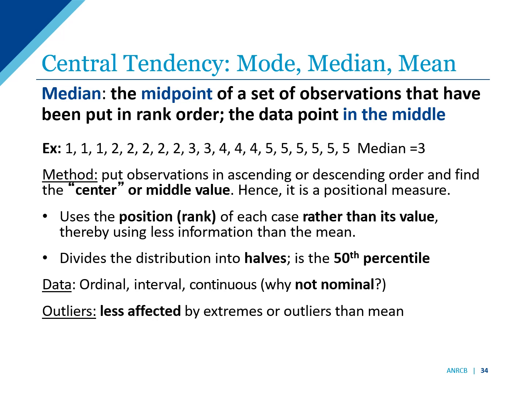The median is the midpoint of a set of observations that have been put in rank order. It's the data point that's exactly in the middle. We put observations in ascending or descending order and find the center or middle value. In our sample data, we can count into the middle and find our median is a score of 3. Median uses the position of each case or observation rather than its value, and it divides the distribution into halves. It is the 50th percentile of observations. We can use this measure with ordinal, interval, and continuous data, but not nominal. Why not nominal? Because the responses must have an order and nominal data are not ordered.